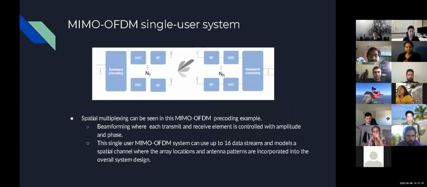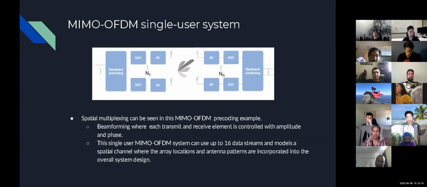And then for the last part, I'm looking at a MIMO OFDM single user system. So in this system, we can see spatial multiplexing in this precoding example, where the beamforming can be seen in each transmit and receive element, and is controlled with amplitude and phase.